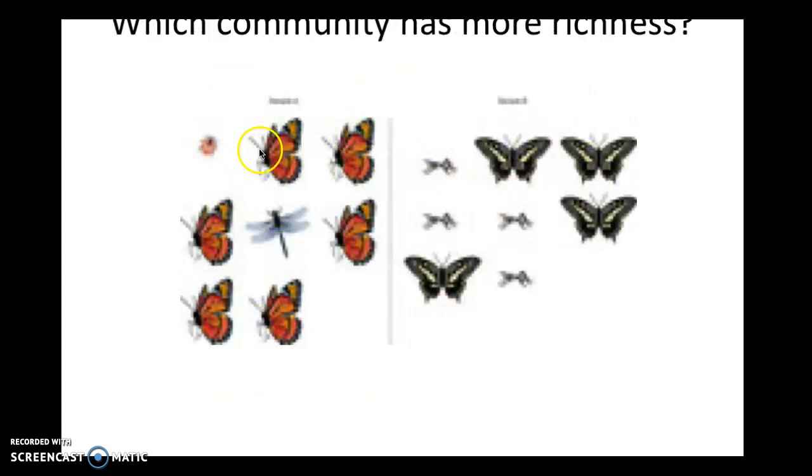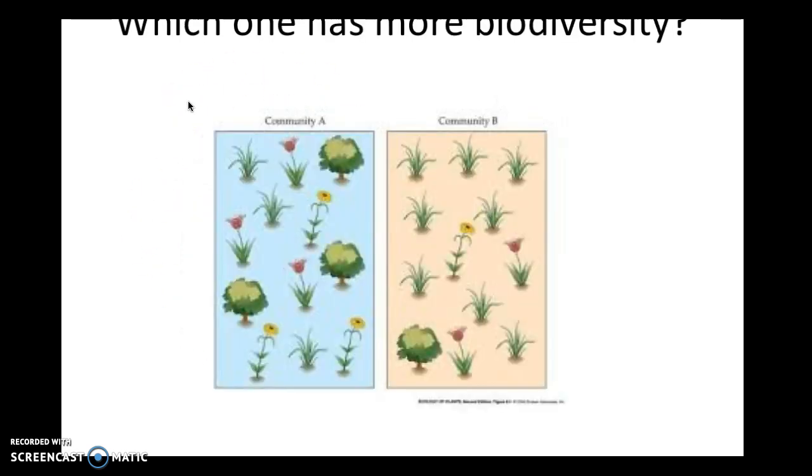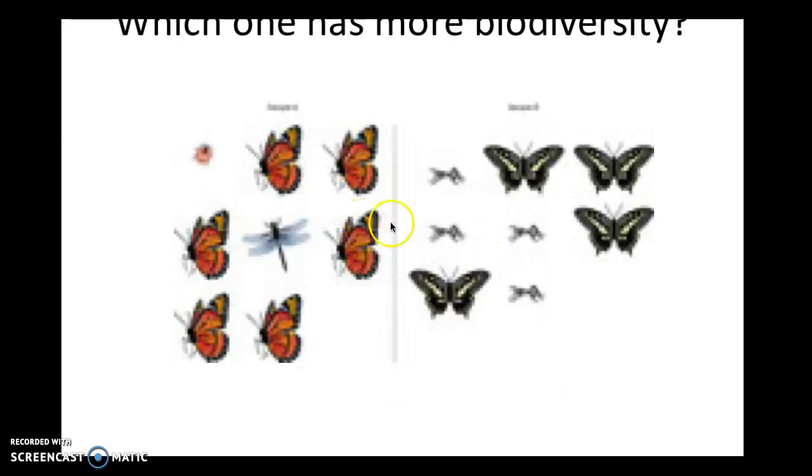Richness here, I have 1, 2, 3 types of organisms versus 1, 2. This one would be more rich. However, this one might be more even because I have 4 to 4. However, because I have increased richness, this one would be more diverse. So as far as biodiversity, this one would win because it is more even and, well, they have both the same amount of richness. This one would be more even, so it is more biodiverse. This one, because it has more richness, would also be more diverse.